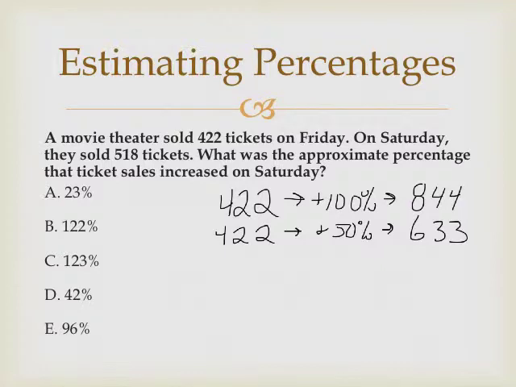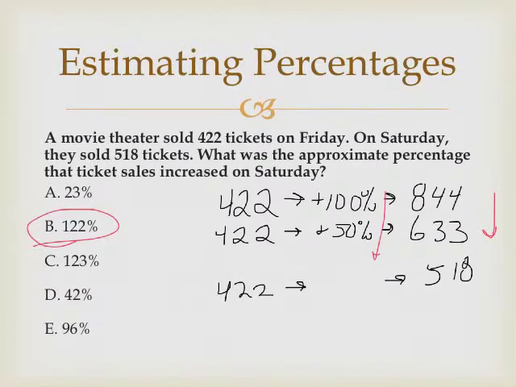633. Okay? So what we actually went to from 422 is we actually ended up at 518, which, as you can see, is clearly less than 100, less than 50. So this answer of over 122%, that seems ridiculously high. 123%, ridiculous, way too high. If we increased by 100%, that'd be 844, that's too high. So really, we're already looking at either 42% or 23%, okay?